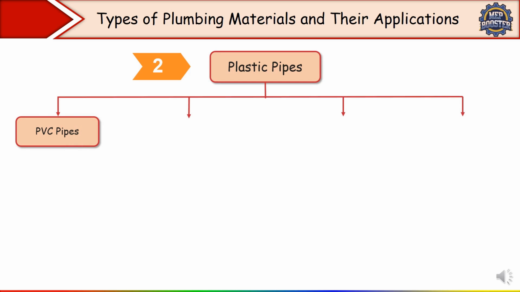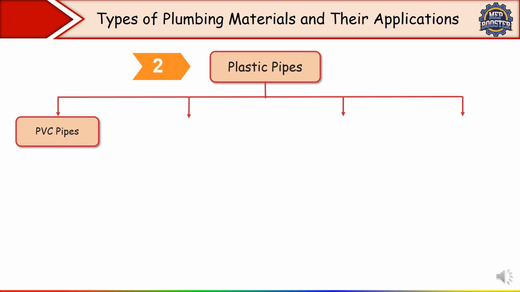The first type of plastic pipe is PVC pipe, meaning polyvinyl chloride. This PVC pipe is normally used in cold water plumbing, drainage systems, irrigation and vent systems. Their main advantage is what? It is lightweight and easy to cut and install, non-corrosive and resistant to chemicals, and it is also inexpensive.